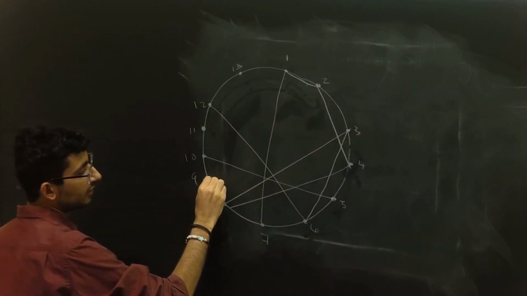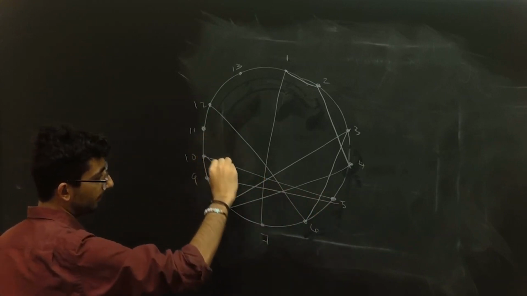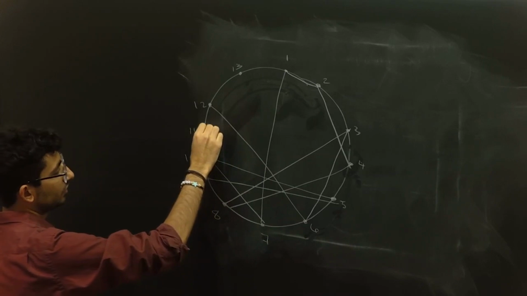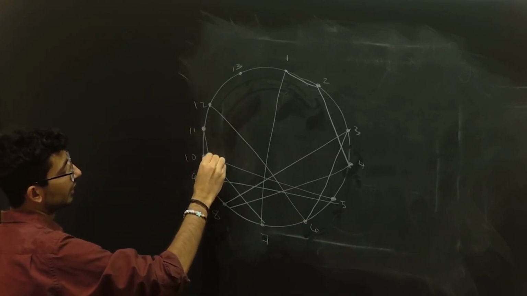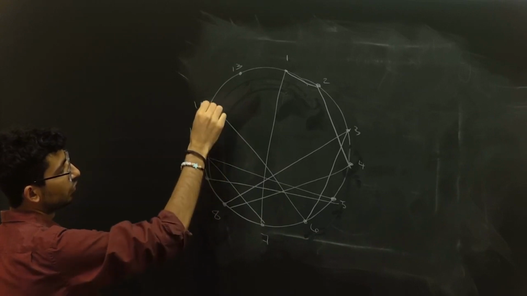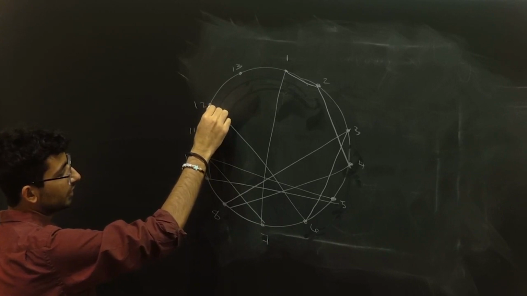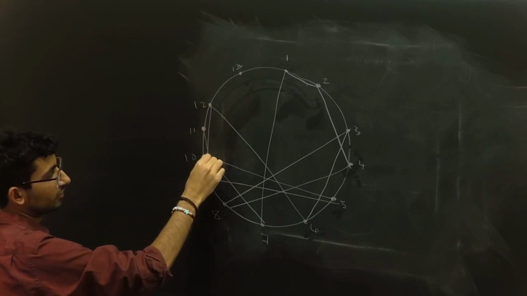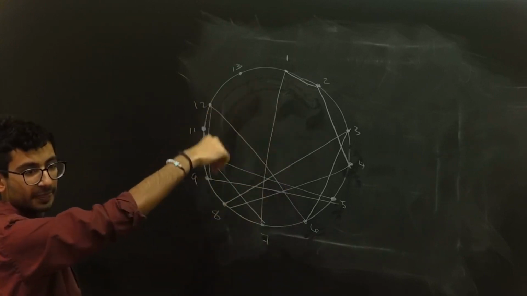9 will go to 18. 10 will go to 20. 11 to 22, which I think is right here. 12 to 24, which should be right here, right? I think I may have messed this up. But you guys see this general pattern, right?